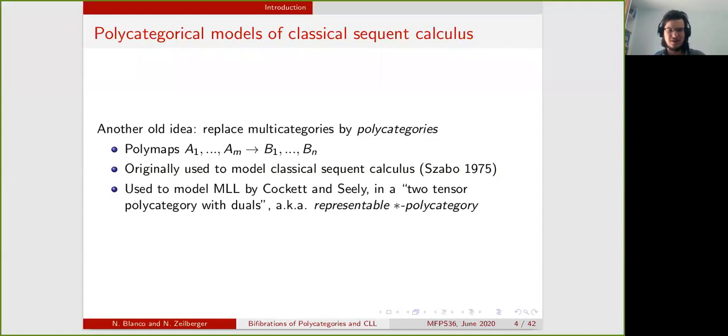So polycategories have been used by Cockett and Seely to model multiplicative linear logic in what they called two-tensor polycategory with duals. And we can also find in the literature the terminology representable star polycategory, which is the one that we will use in this talk.